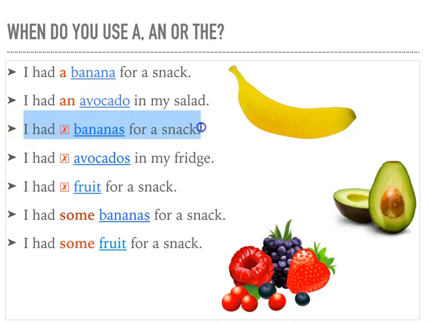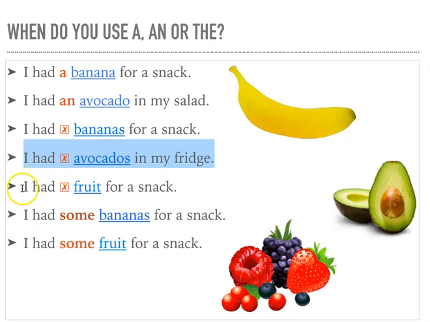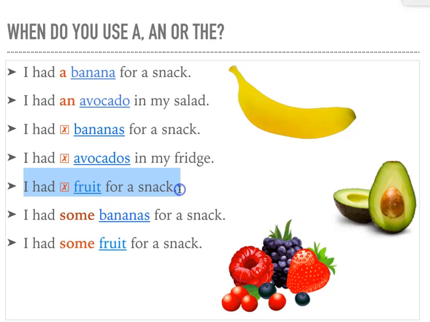I had bananas for a snack. I had avocados in my fridge. I had fruit for a snack. In these examples, you actually don't use a, an, or even the. Why? Because these nouns are pluralized. Bananas with an S, avocados with an S. Fruit does not need to have an S because it is already in plural form. Once again, when you have pluralized nouns, you do not need to use any article.